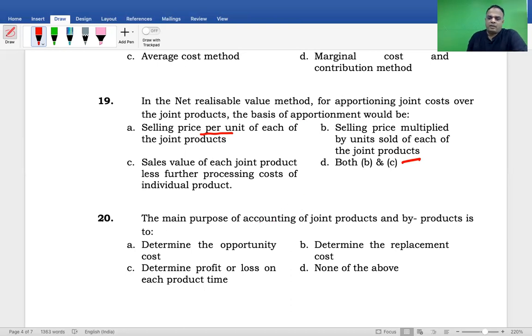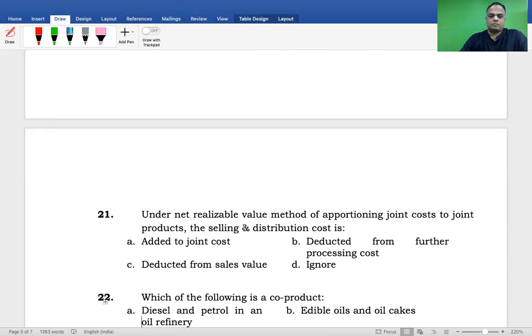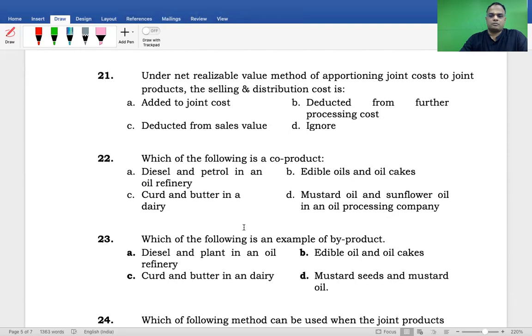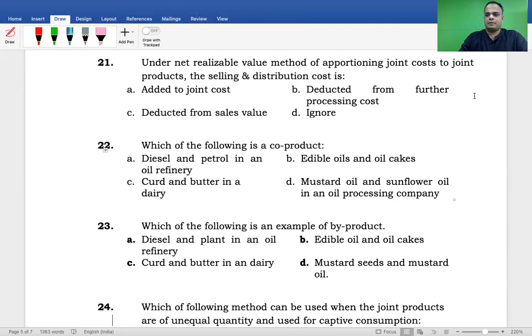Good. The main purpose of accounting of joint product and byproduct is to determine the opportunity cost, determine the replacement cost, determine the profit or loss on each product, or none of the above. Each product line, yes. So the answer is C. Good. Next.